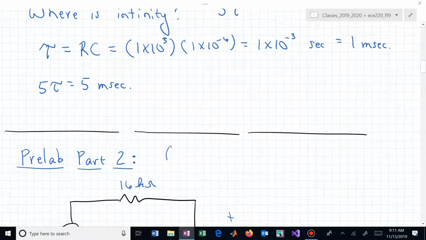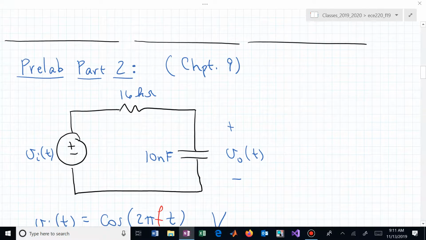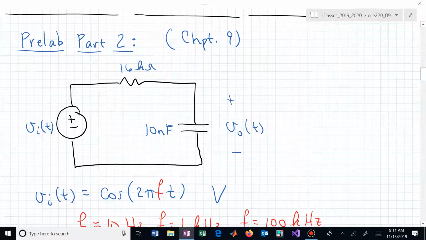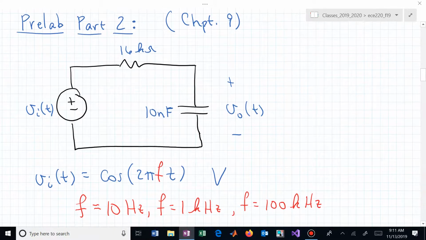Now, in the second part, we go into chapter 10. Chapter 9. Chapter 10 is power. Chapter 9 is sinusoidal steady state. And we now are assuming the transient has disappeared. We hit this with a cosine. Initially, there's going to be some transient behavior. And after 5 tau, where tau is RC, again, this is an RC filter or an RC circuit, but now the parameters for R and C have been modified.